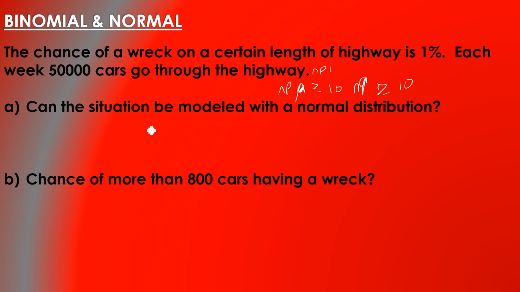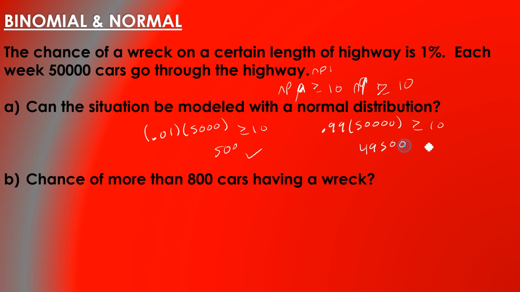So if I do NP, that's going to be 0.01 times 50,000. And that has to be greater than or equal to 10. Let's see if it is. Type it in. I'm pretty certain it is. Yep, that's 500. So that checks out. And then 0.99 times 50,000. Well, that's definitely greater than 10. But just to put it in, that is 49,500. So yeah, that's greater than 10. So whenever we do have these large numbers, we're pretty much safe.